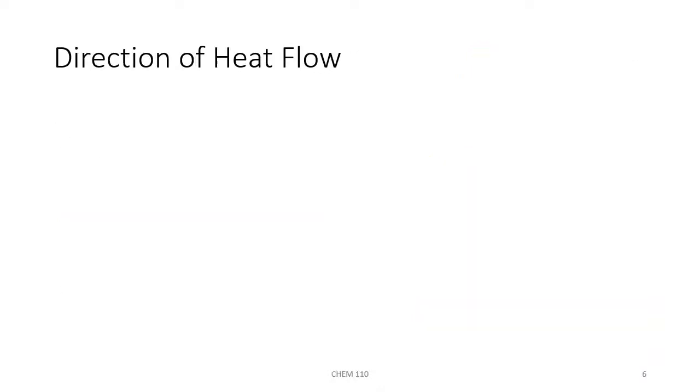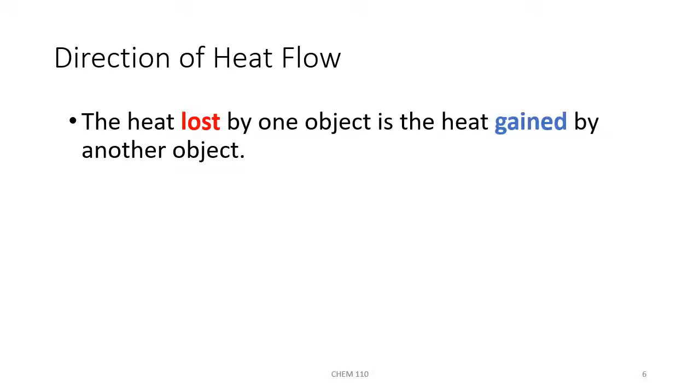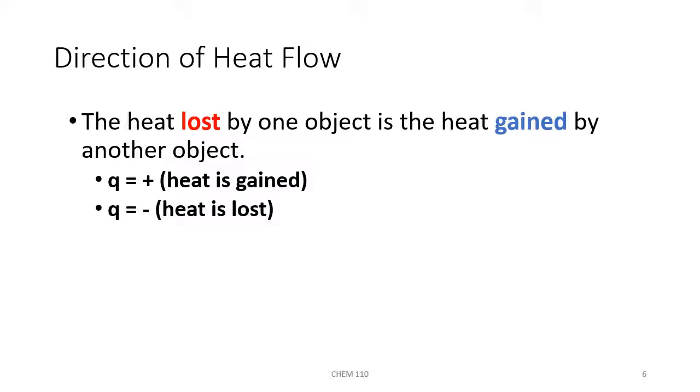Remembering the first law of thermodynamics that says that energy cannot be gained or lost. It can only change forms. We can track the direction of heat flow. The heat lost by one object must be the heat gained by the other, only equal and opposite in sign. We use positive Q to represent heat being gained. We use negative Q to represent heat being lost.